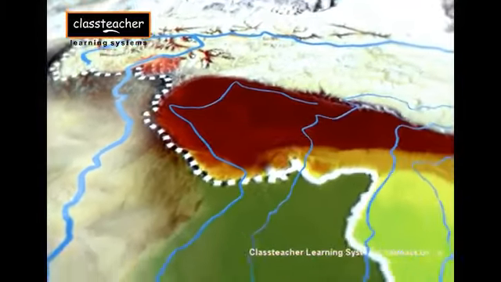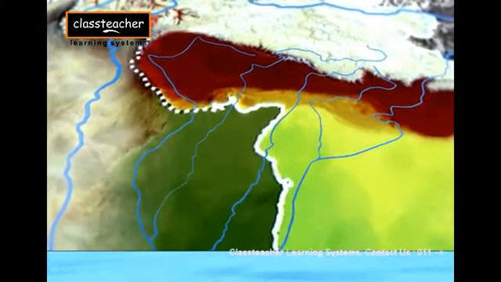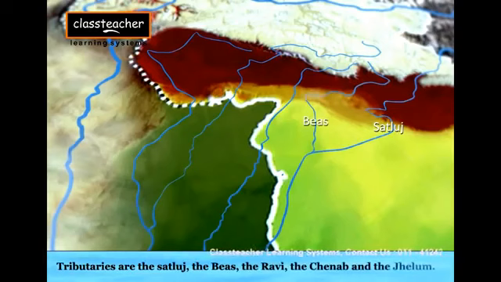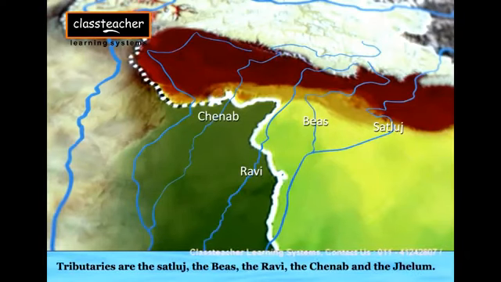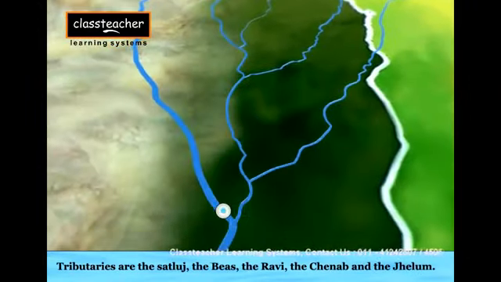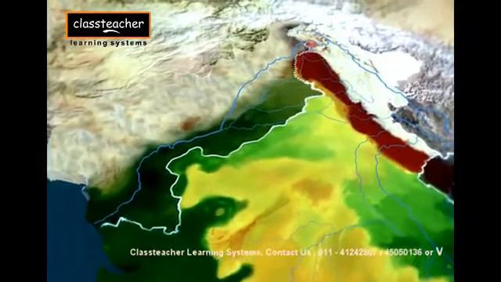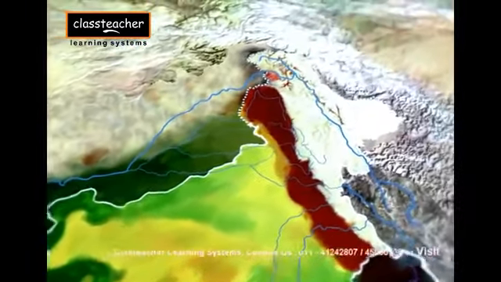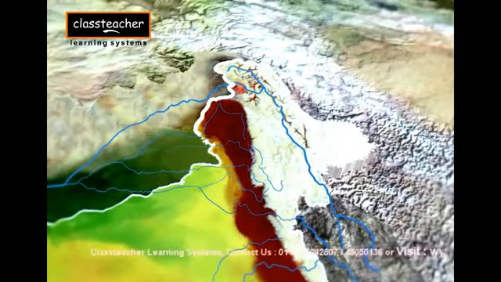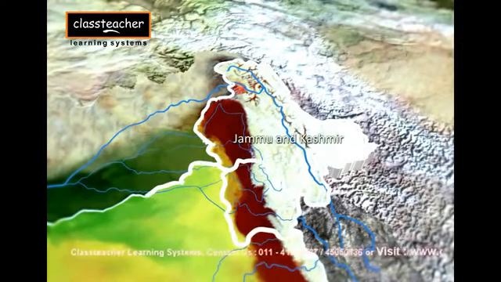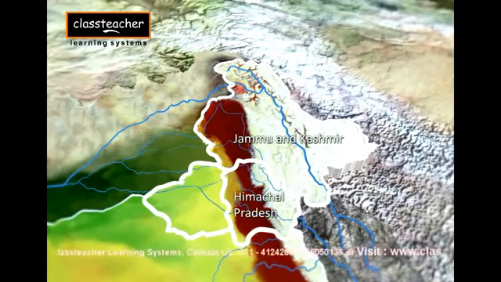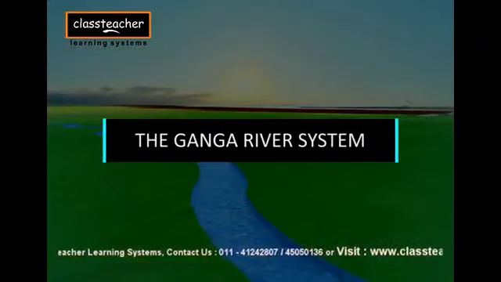The river flows southward and is joined by the Satluj, the Beas, the Ravi, the Chenab and the Jhelum near Mithankot. It finally discharges into the Arabian Sea. A little over a third of the Indus basin is located in India, in the states of Jammu and Kashmir, Himachal Pradesh and Punjab.